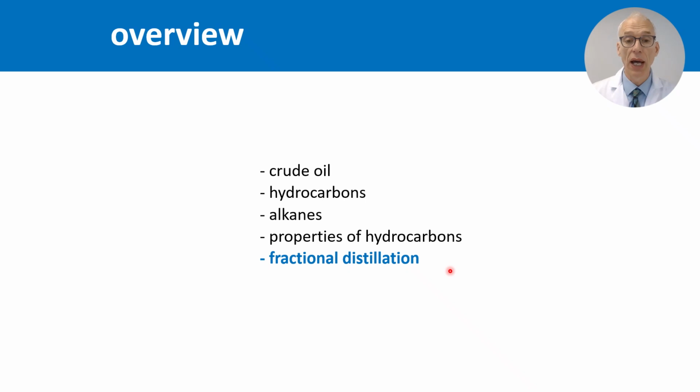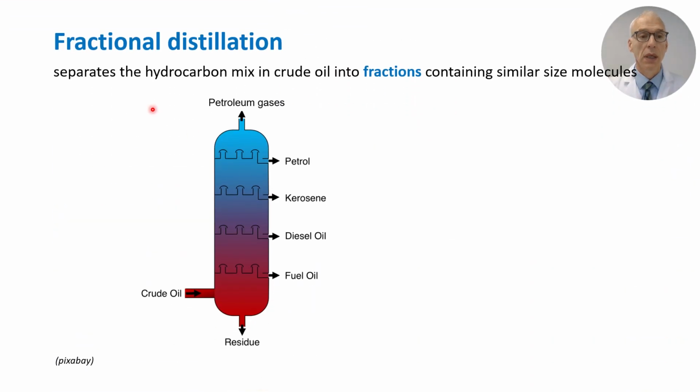Let's have a look now at fractional distillation. Fractional distillation separates the hydrocarbon mixture in crude oil into fractions, that is, groups of molecules containing similar numbers of carbon atoms, that is, similar size molecules. Here's a typical diagram of the setup. The first step in a description of crude oil fractional distillation is that the crude oil is heated to evaporate.